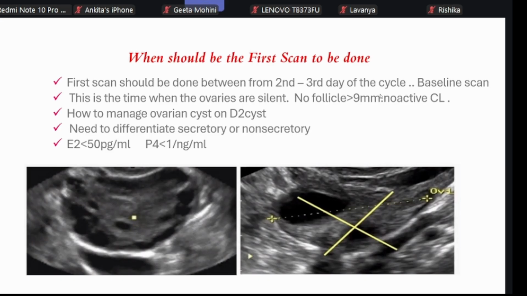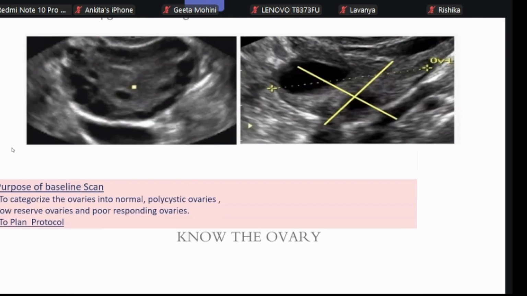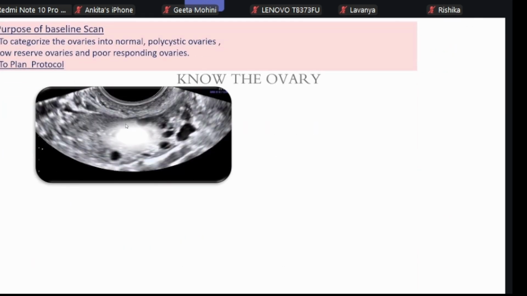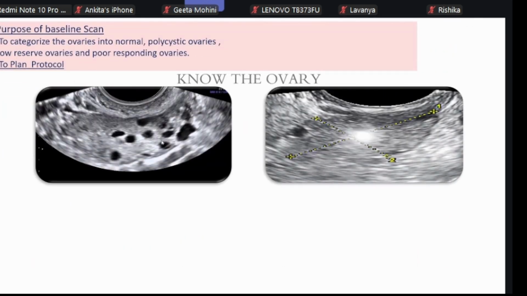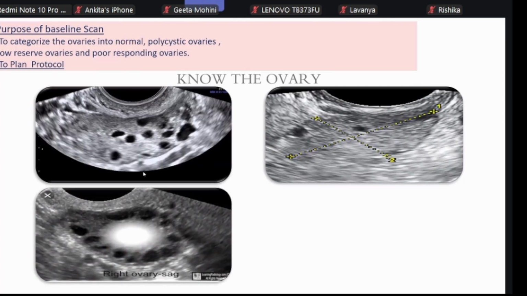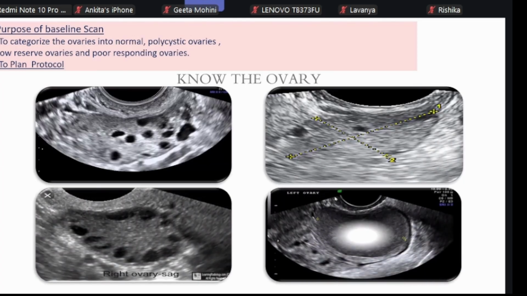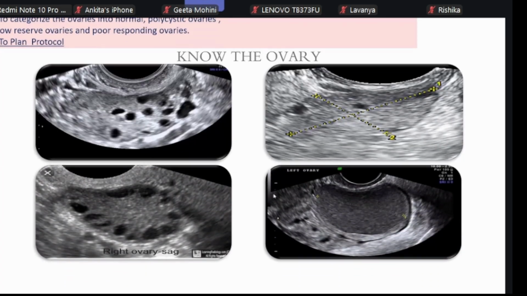The first scan we do on day 2 or day 3 of the cycle is the baseline scan. In this scan, no follicle should be greater than 9 mm, and any cyst, if there, we have to see whether it is a functional cyst or not, and the hormones should be at baseline. So the purpose of the baseline scan is to rule out any cyst and to see the AFC.